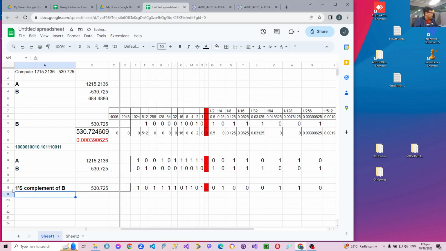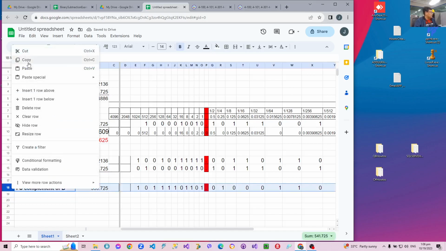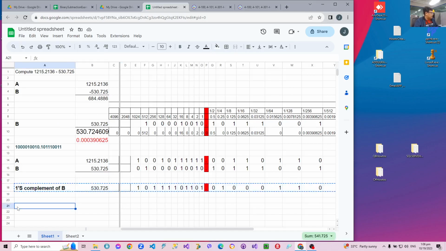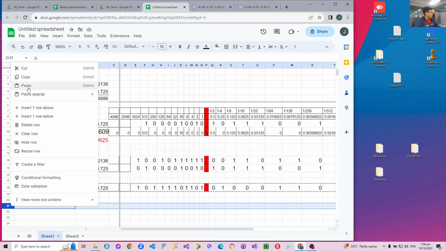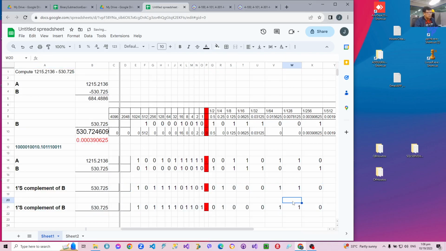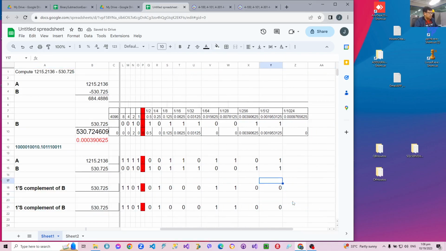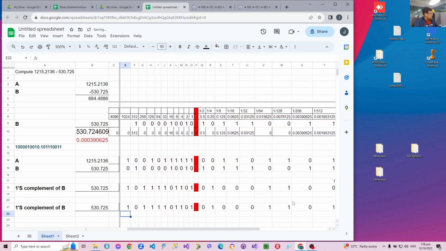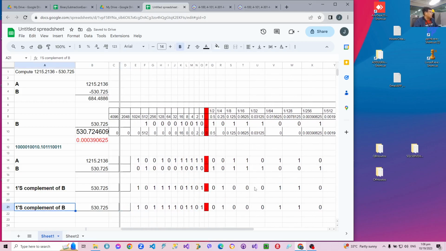Now, we will proceed to taking the 2's complement by adding 1 to the least significant bit. In this case, this is easy because we will not have any other carryover. 1 plus 0 is just a 1. And that gives us the 2's complement of B.